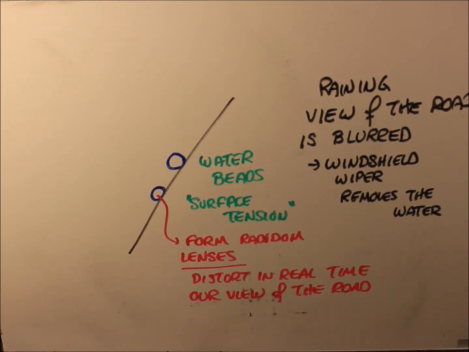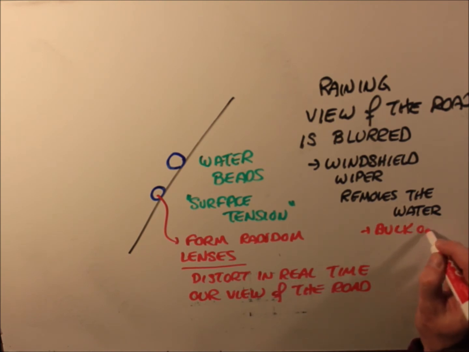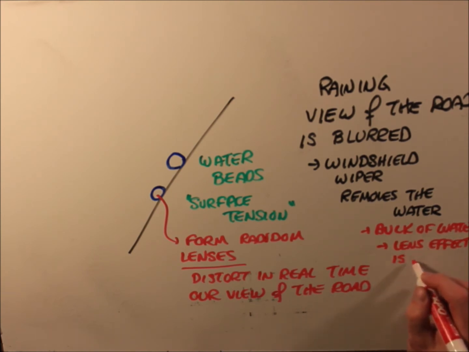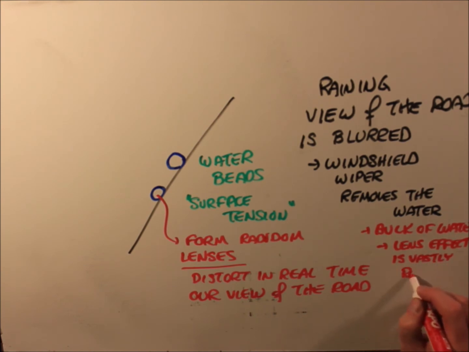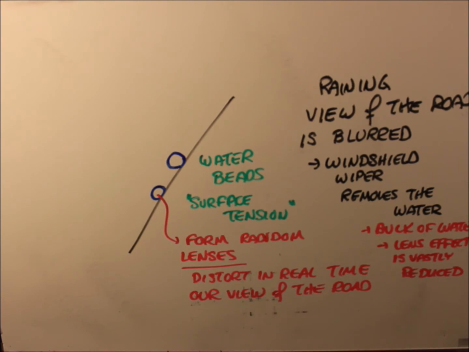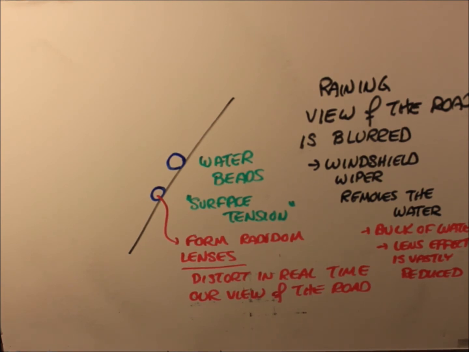Now the wiper removes the bulk of the water and then the lens effect is vastly reduced. So it is interesting that we study these things, but lenses of different kinds form naturally in nature and can be useful or otherwise. Sometimes water droplets that form on plant leaves form a lens which causes the sun to burn a hole in the leaf. It'll just depend on the accident of the angle of the leaf and how big the drop is and all the rest, as to whether this happens before the water evaporates in general. So it's quite interesting, I think, how these things work.